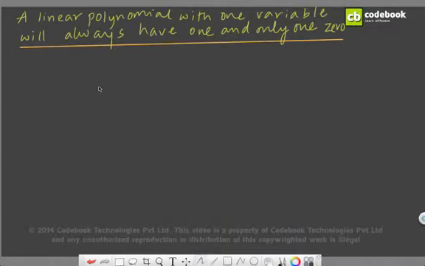Next we will learn about another property of linear polynomials with one variable. A linear polynomial with one variable will always have one and only one zero or a root. So let's verify this. We have learned in the previous classes that a linear polynomial with one variable is always a monomial or a binomial. So it's in the form of ax, which is monomial, or ax plus b, which is a binomial.